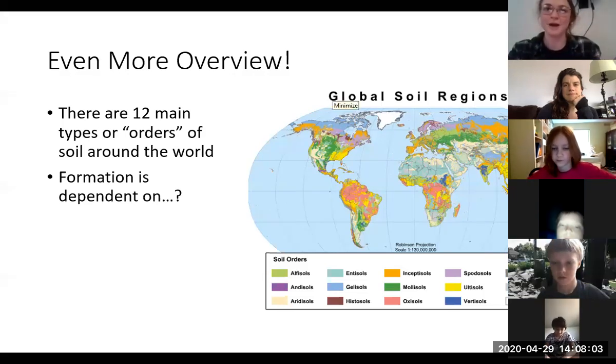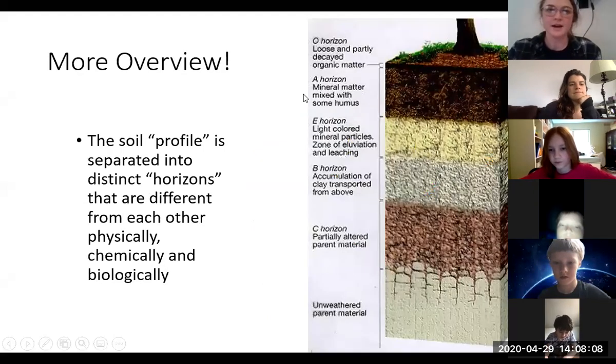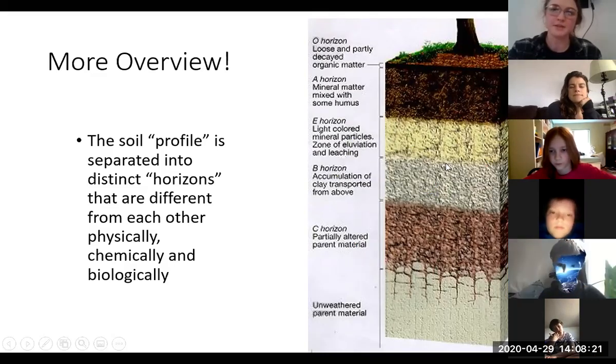And one thing that Robin pointed out yesterday that I want to remind you guys is that with these horizons, some soils don't have all of these horizons. Some soils only have an A and a C horizon. Those are the newer soils that didn't get the chance to build up these other horizons.